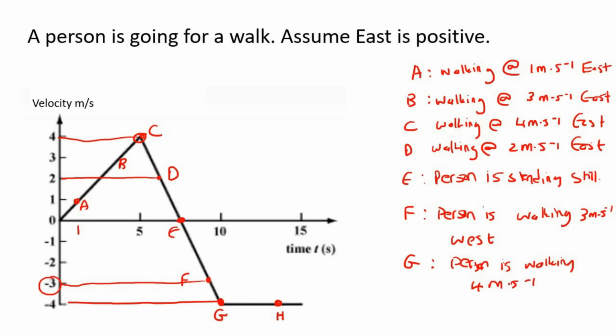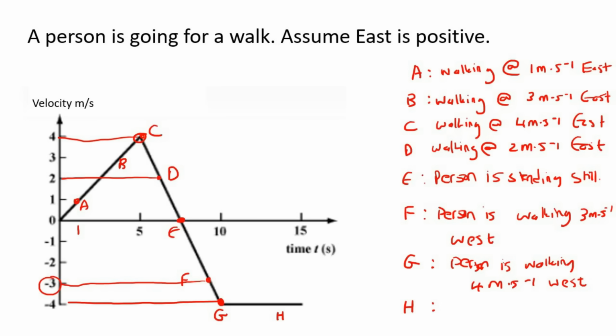So the thing I'm trying to make you understand is that this is a totally different graph to displacement, and you must not think of them as the same thing. It's totally different. So the person is walking 4 meters per second. What did we say? West. Now on a displacement graph that we looked at in the previous lesson, when this line became flat, then we would say that the person is not moving. But that is not the same on a velocity graph.